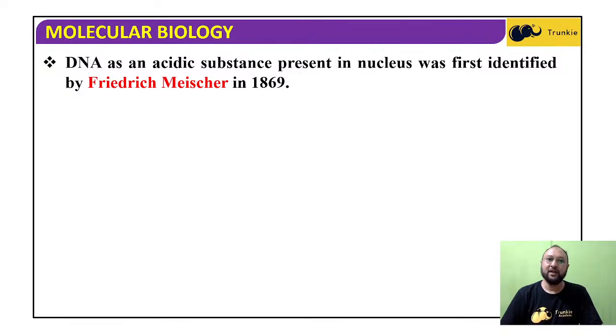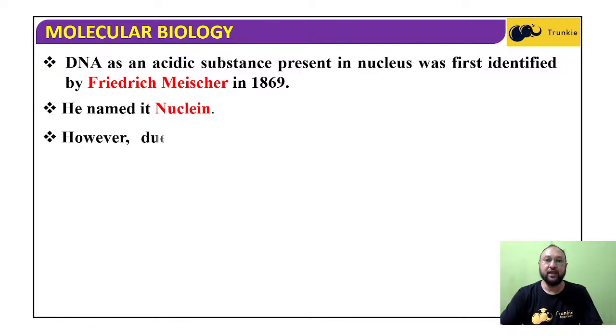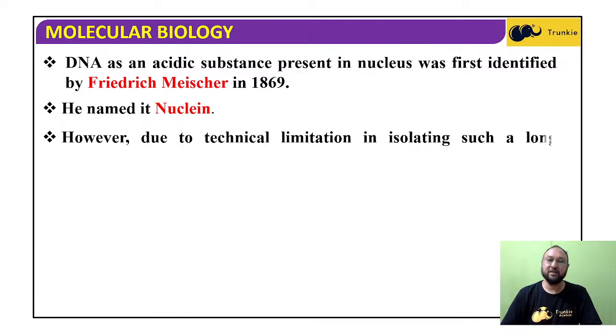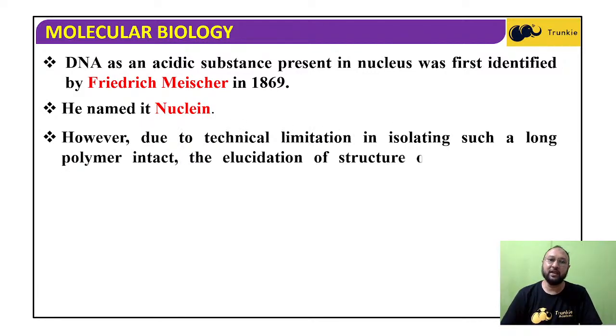DNA, as an acidic substance present in the nucleus, was first identified by Frederick Miescher in 1869. He was the scientist who first identified that this acidic substance is present in the nucleus. He named it nuclein because at that time he didn't know that this is DNA.